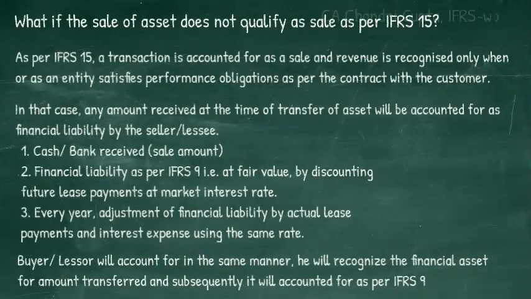Now this was the treatment when the transfer of asset on day 0 amounted to a sale as per IFRS 15. What happens if the transfer is not a sale in the first place? Then the asset is not de-recognized from the books of the seller, and the amount that has been transferred on day 0 will be recognized as a financial liability by the seller and a financial asset by the buyer. The financial asset and financial liability so recognized will be accounted for using the guidance of IFRS 9.